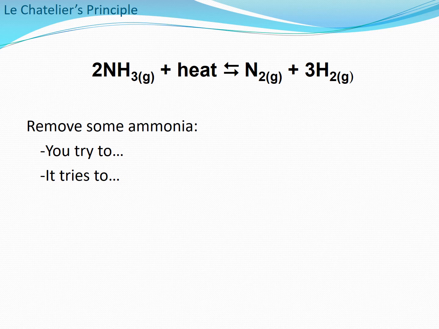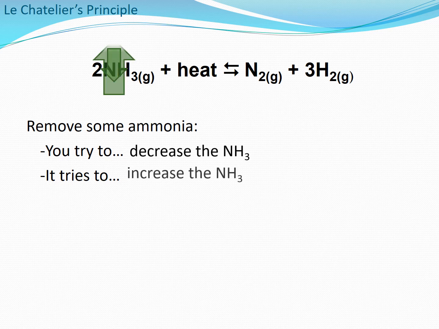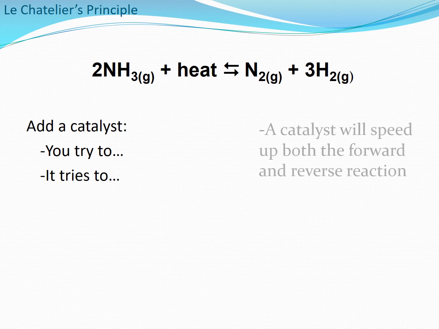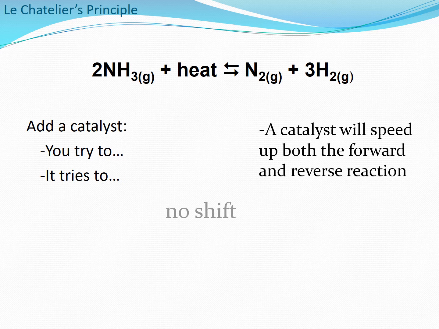Now we're going to remove ammonia. Ammonia is NH3, so I try to decrease the NH3, therefore the system will try to increase NH3. To increase NH3, it's going to want to make more of what's on the left-hand side, so it's going to shift left. Add a catalyst. Again, like we said, a catalyst will speed up both the forward and reverse reaction. There is no shift.